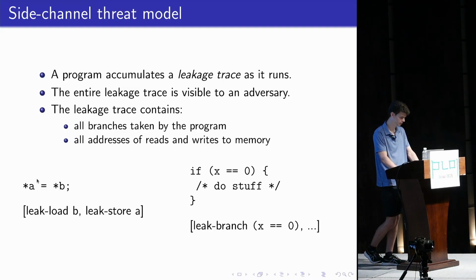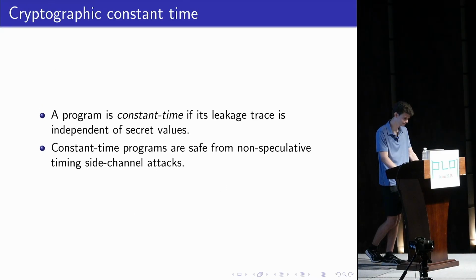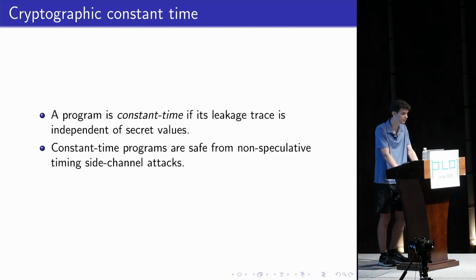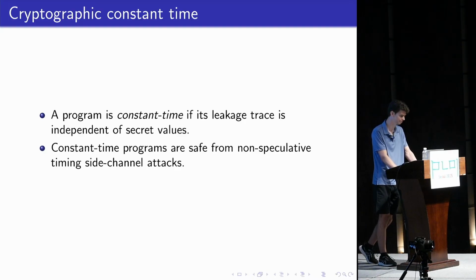For example, for this one on the left, the leakage trace consists of a store at address A, followed by a load at address B. The thing to note here is that the addresses go in the leakage trace, but the values loaded do not. And for the one on the right, the program leaks a 1 or a 0 corresponding to the direction of the branch when it runs. All right. And then we say that a program is constant time if its leakage trace is independent of any secret values held by the program. The point is that if a program is constant time, then an adversary cannot learn any of the program's secrets by reading the leakage trace.